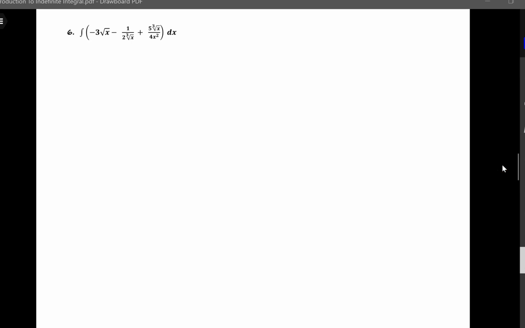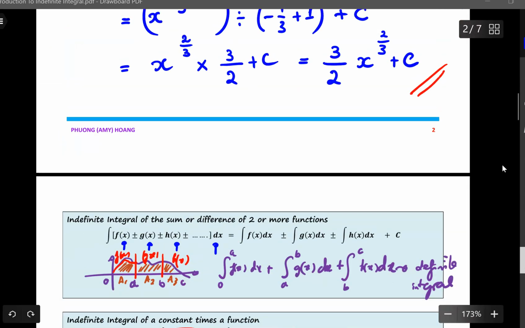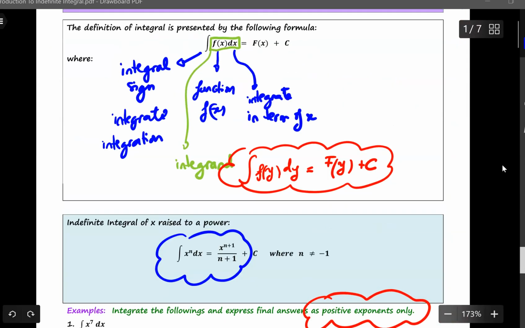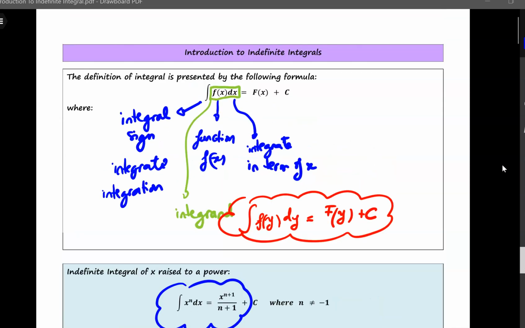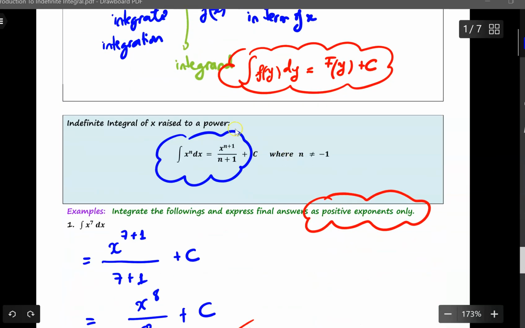Hello everyone. This video continues the previous lesson that we did on Introduction to Indefinite Integral. So let's go back and quickly review what we have done. We learned about the definition of integral and all the terminologies. We also learned about the basic formula for the integral of x raised to a power. I would like to remind everyone that this formula only applies when n is not equal to -1.